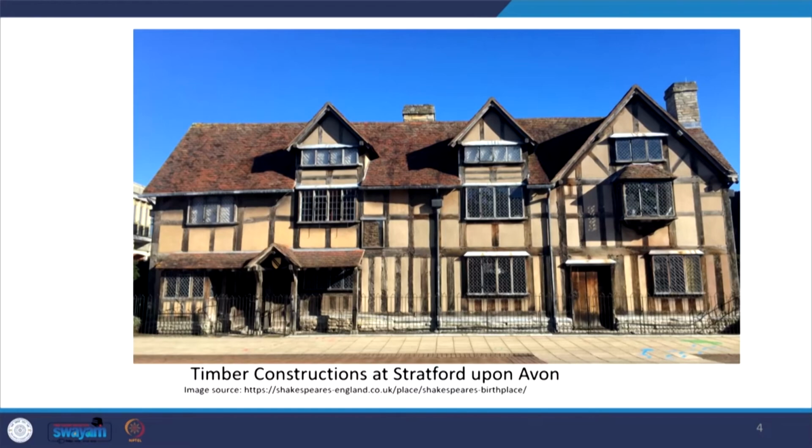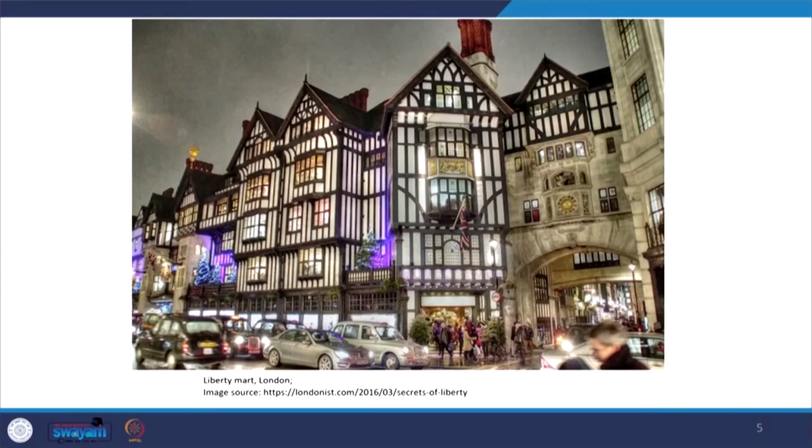For example, in Stratford-upon-Avon, we can see a combination of timber as structural elements, which is filled with loam materials. Very much in the heart of London, you can see Liberty in London. There also you can see a similar model of the combination of wood and other composite loam materials.